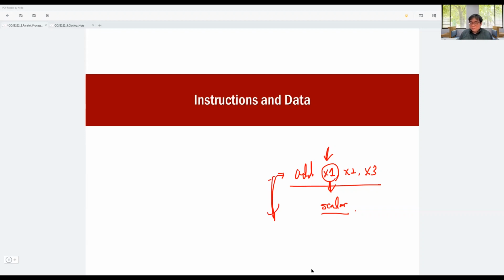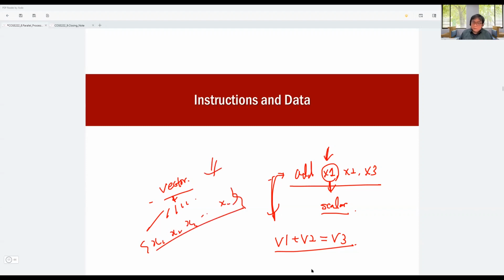I believe most of you learned about vectors in high school, right? So actually, we can use vector operations like v1 plus v2 is equal to v3. It's a vector operation. So what is a vector? A single vector includes multiple elements, right? x1, x2, x3, x4, okay? So in mathematics, we can also use vector data, and vector operations can be done by a computer system, okay?